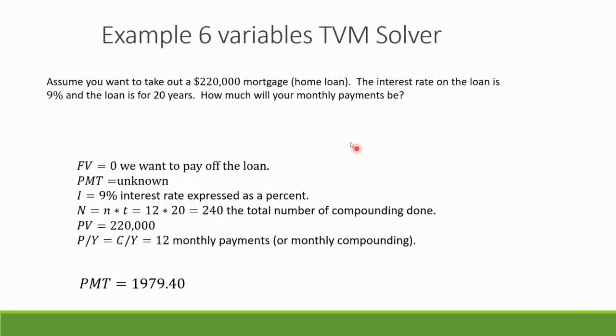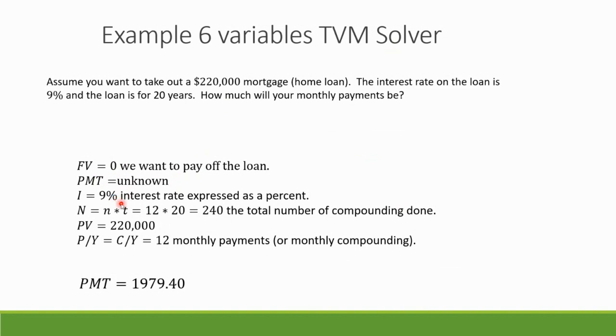Okay. So for the TVM solver, which is what we're going to do here, again, we have to get the variable values. So FV, of course, is 0, right? And why is that? So in other words, the loan balance, when all this is over, should be 0. And why is that? Because again, we want to pay off the loan. PMT, right? This is unknown. That's what we want, the monthly payments. We have to figure that out.